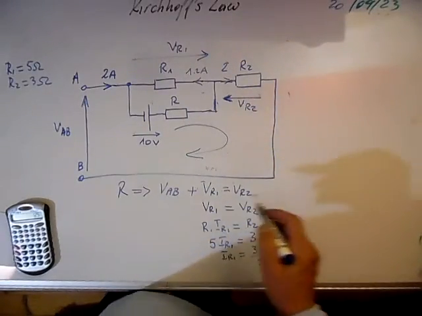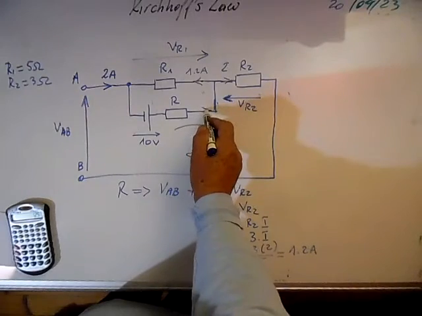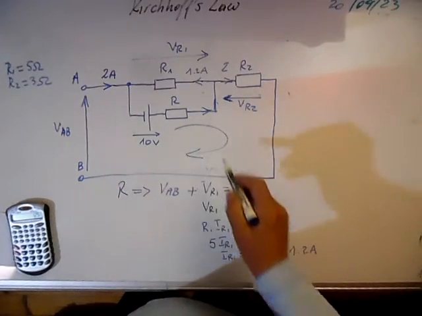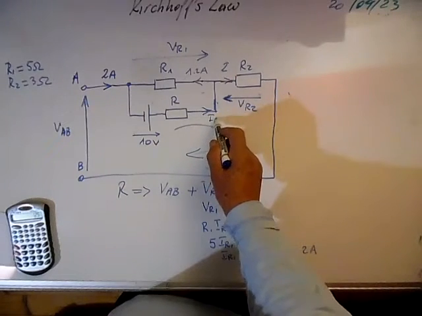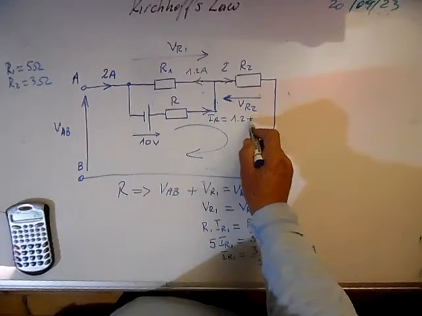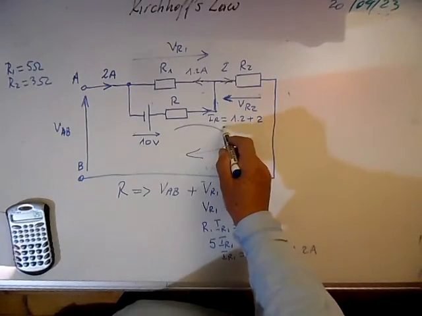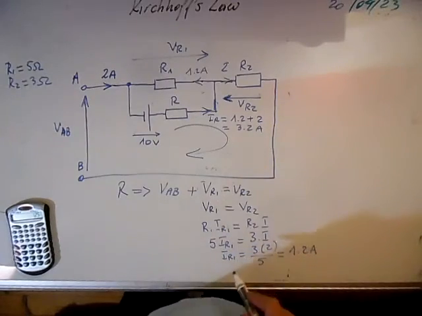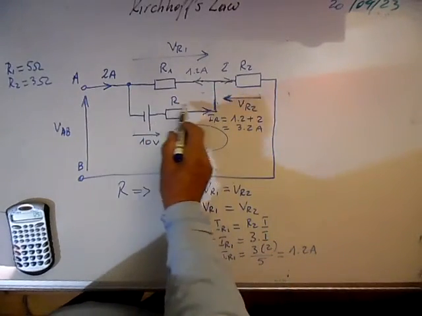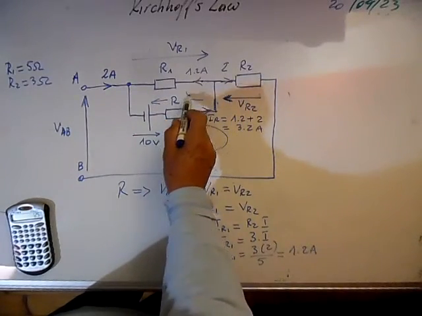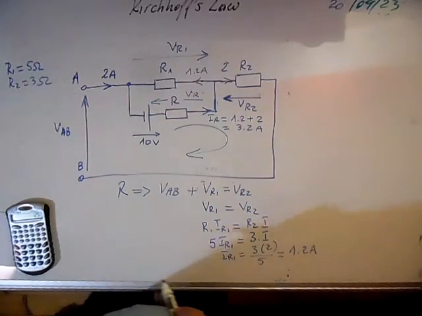We know now that the current that should flow here, IR, should be equal to 1.2 plus 2 amps. So it means the current that flows here should be 3.2 amps. So we can draw the voltage drop VR in this direction.